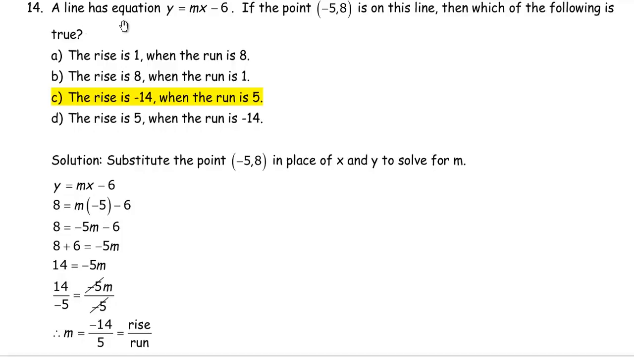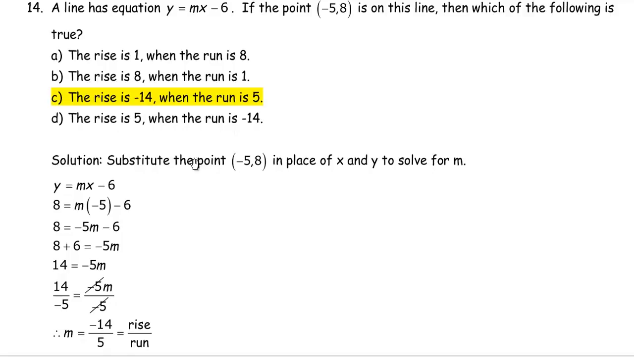Question number 14. A line has equation y equals mx minus 6. If the point negative 5, 8 is on this line, then which of the following is true? Notice each of these is talking about rises and runs, so we really need to find the slope to determine which one of these is correct.